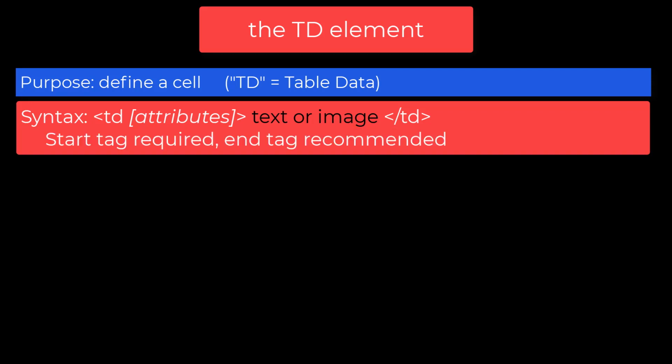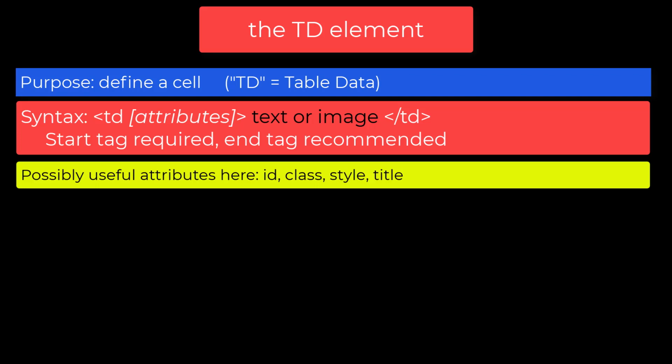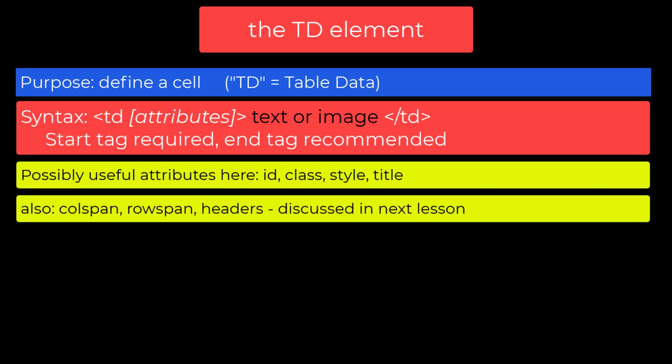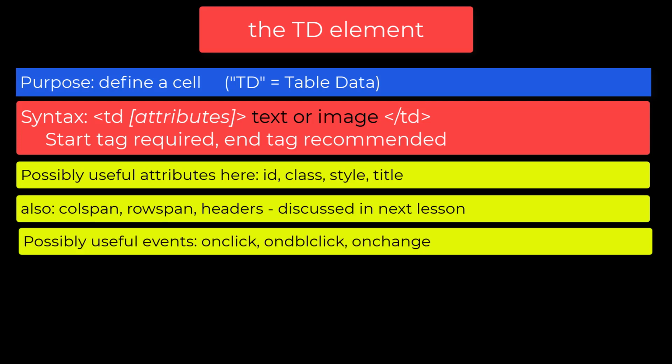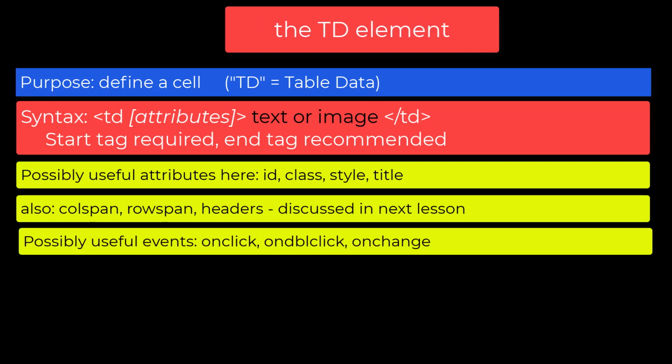The start tag is required. The end tag can be omitted in some cases, but it's simpler to always code it. Although the content is typically text, it could be an image element or one of a few other kinds of elements, but for now we'll stick to text or image elements. Useful attributes for TD: ID, class, style, and title as before, and then colspan, rowspan, and headers are new attributes that apply to TD, and we'll discuss those in the next lesson. Possibly useful events: onclick, ondblclick, onchange.